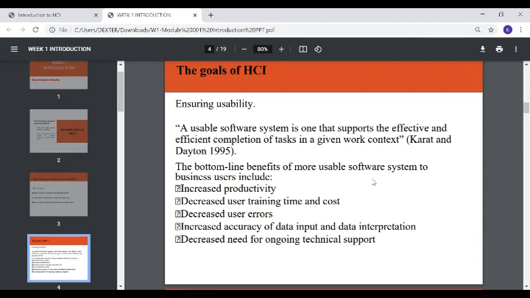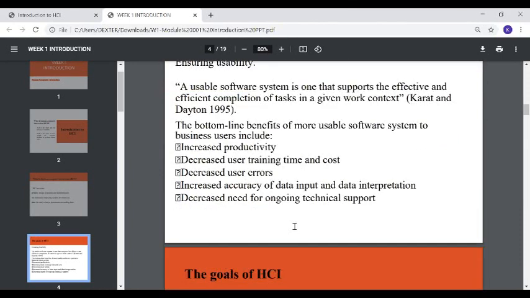Okay, so the goal of HCI, ensuring usability. A usable software system is one that supports the effective and efficient completion of tasks in a given work context, by Carrot and Dayton in 1995. So the bottom line benefits of a more usable software system to business users include, first, increased productivity, decreased user training time and costs, decreased user errors, increased accuracy of data input and data interpretation, and decreased need for ongoing technical support.